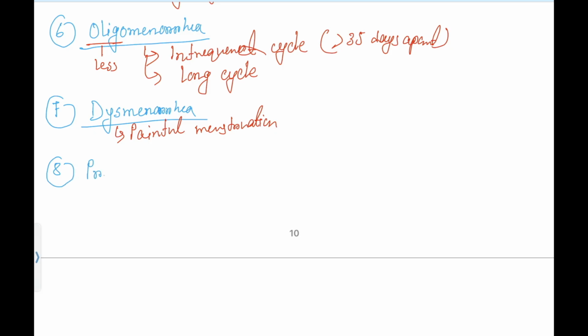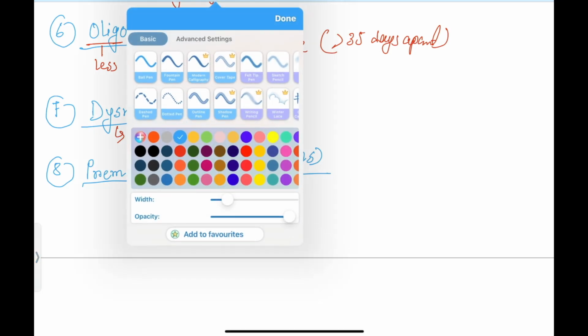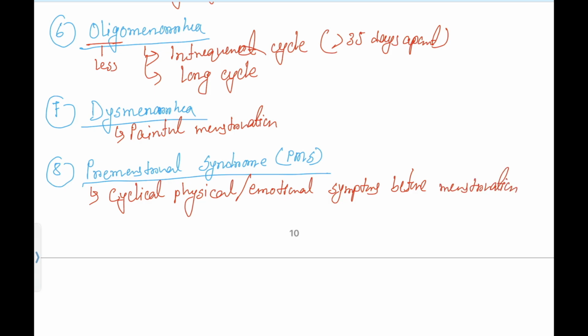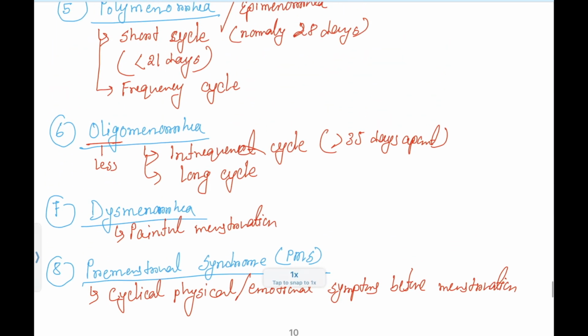Then premenstrual syndrome, PMS. What is premenstrual syndrome? Premenstrual syndrome means cyclical physical or emotional symptoms before menstruation. Many females will have this, meaning 7-8 days before getting periods, they will have backache, lower abdominal pain, headache, breast tenderness, mood swings. All will come under premenstrual syndrome, and it is considered a menstrual disorder.